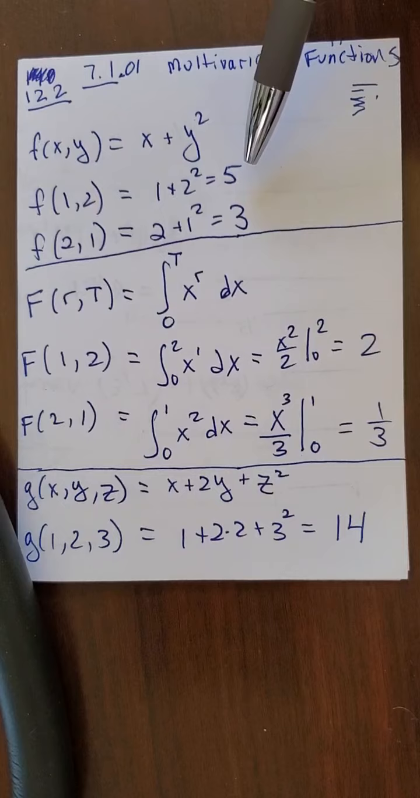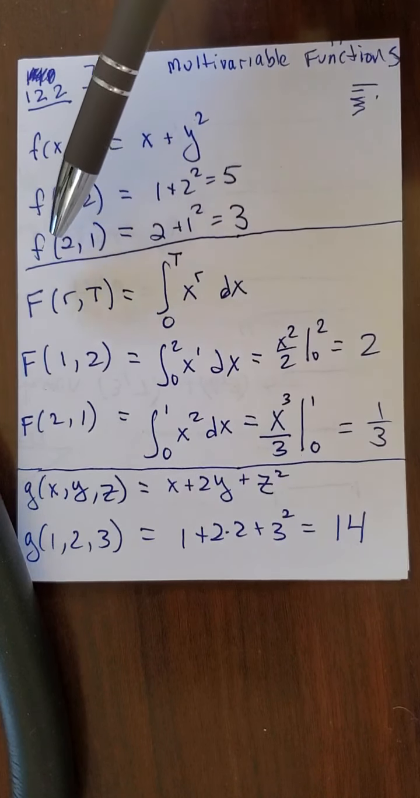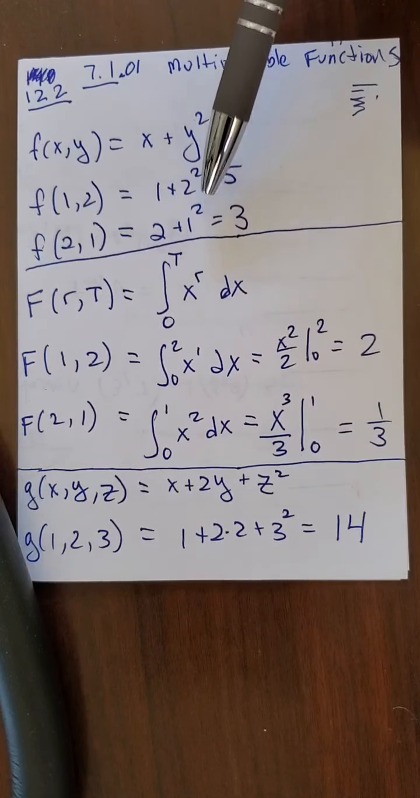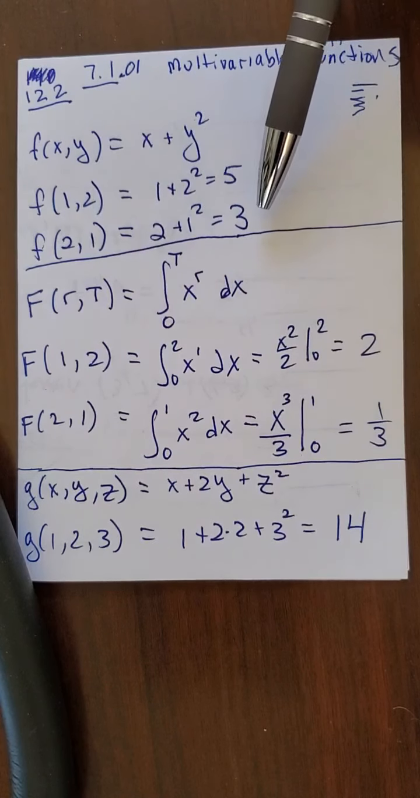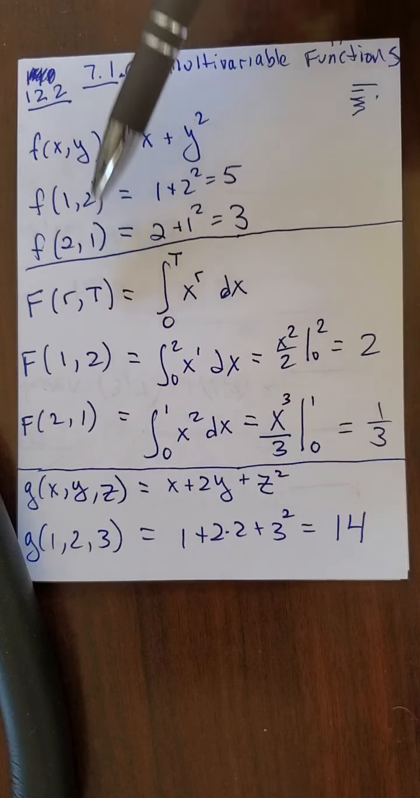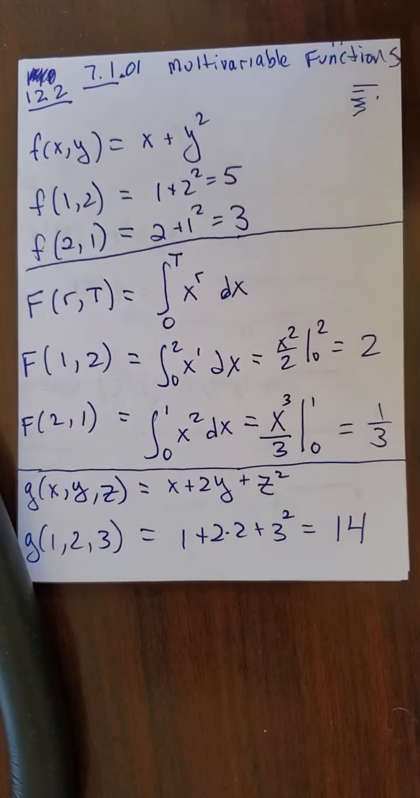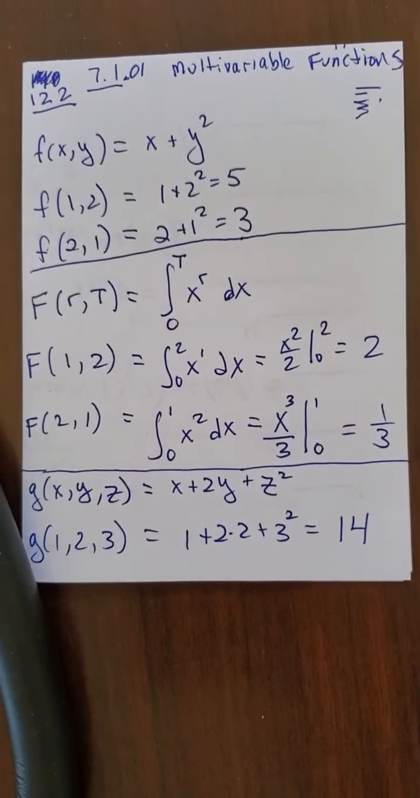and I get 5. Notice that when I switch the variables, instead of 1 comma 2, I switch it to 2 comma 1, I get a different answer. I'm going to get 2 plus 1 squared because 2 is the x value and 1 is the y value, and now my answer is 3. So this is not, I don't know, commutative. I don't know if commutative is the right word, but it's not necessarily switchable. That's why they call them ordered pairs.